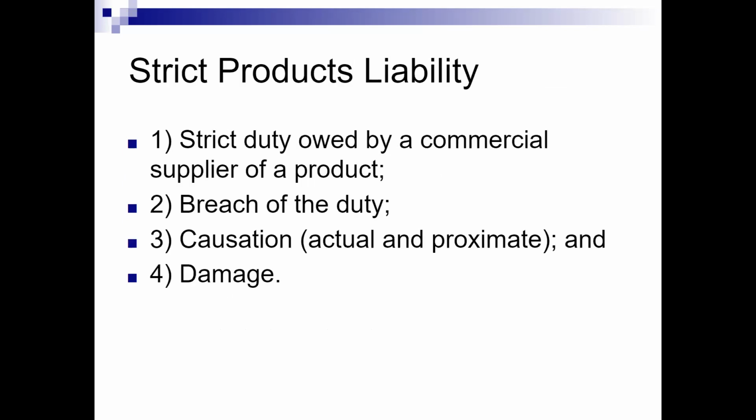Strict products liability. The elements for strict products liability are: 1. Duty owed by a commercial supplier of a product. 2. Breach of that duty. 3. Causation, actual and proximate. And 4. Damage.